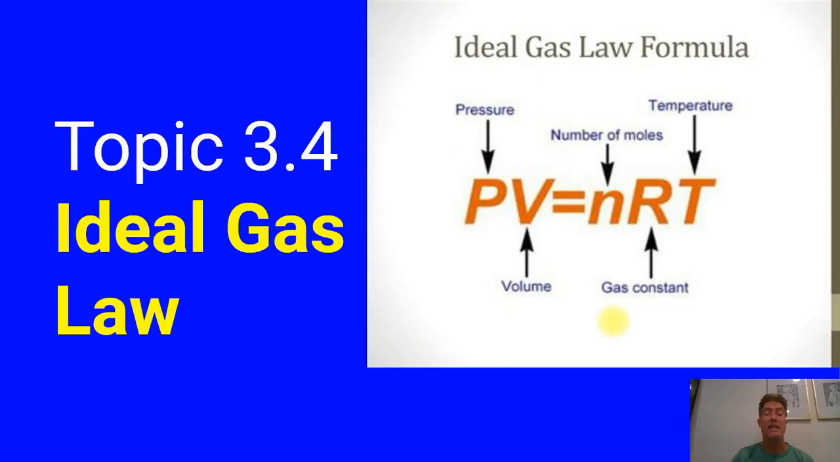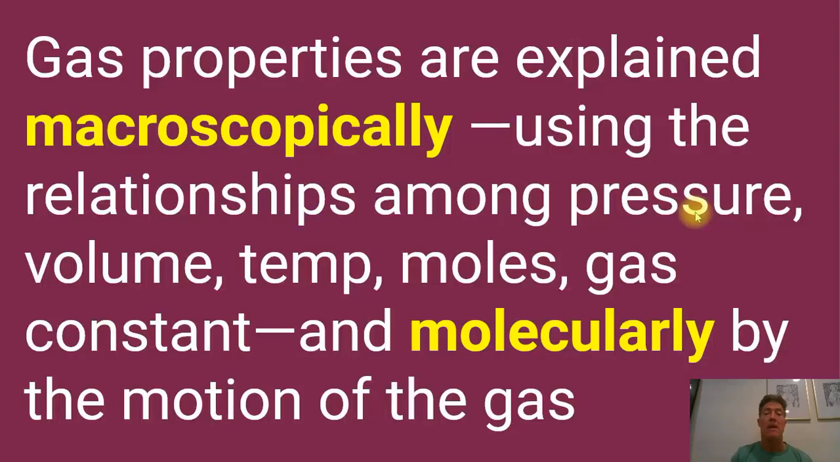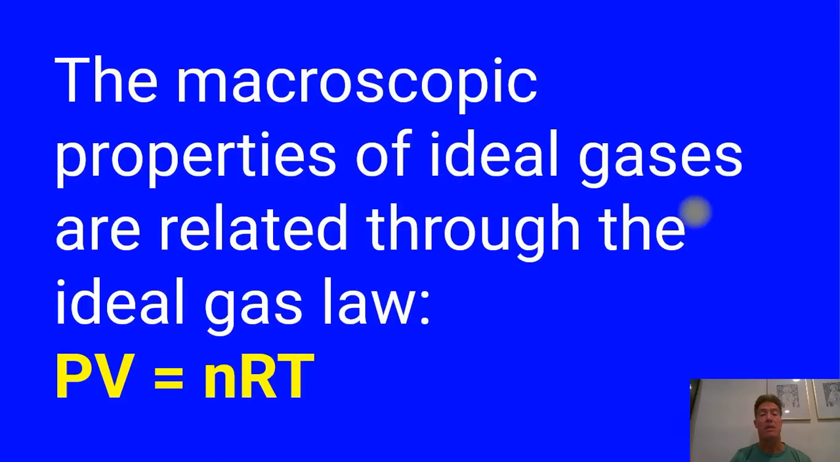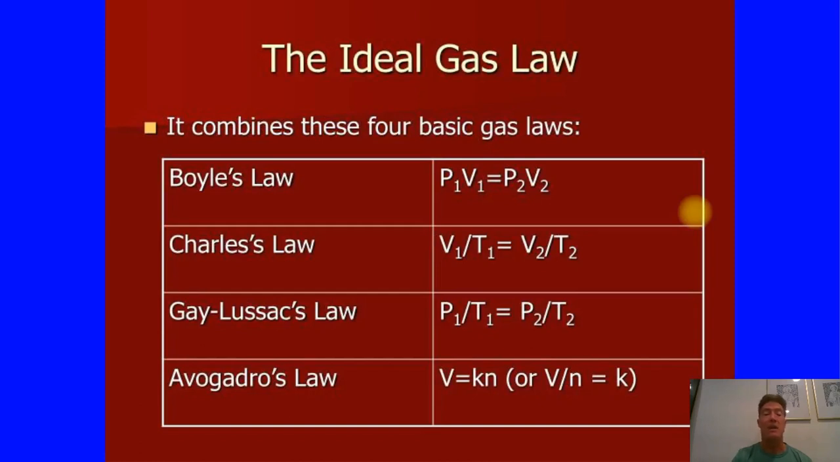Okay, this takes us to the ideal gas law. PV equals nRT. Pressure times volume equals the number of moles times R, our universal gas constant, times temperature. We're going to look at gas properties both at a macroscopic level using our relationships of pressure, volume, temperature, moles, the gas laws, and we're going to look at it molecularly by looking at the motion of the gas. So the macroscopic properties of ideal gases are related to the ideal gas law, PV equals nRT. And the ideal gas law combines the four basic gas laws that we know: Boyle's law, Charles's law, Gay-Lussac's law, Avogadro's law.